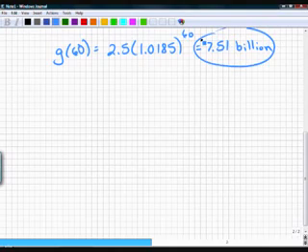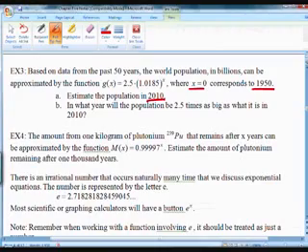7.51 billion people. And again, that goes back to what we were discussing the other day. It's kind of scary about population growth, because population growth is exponential. People grow exponentially.